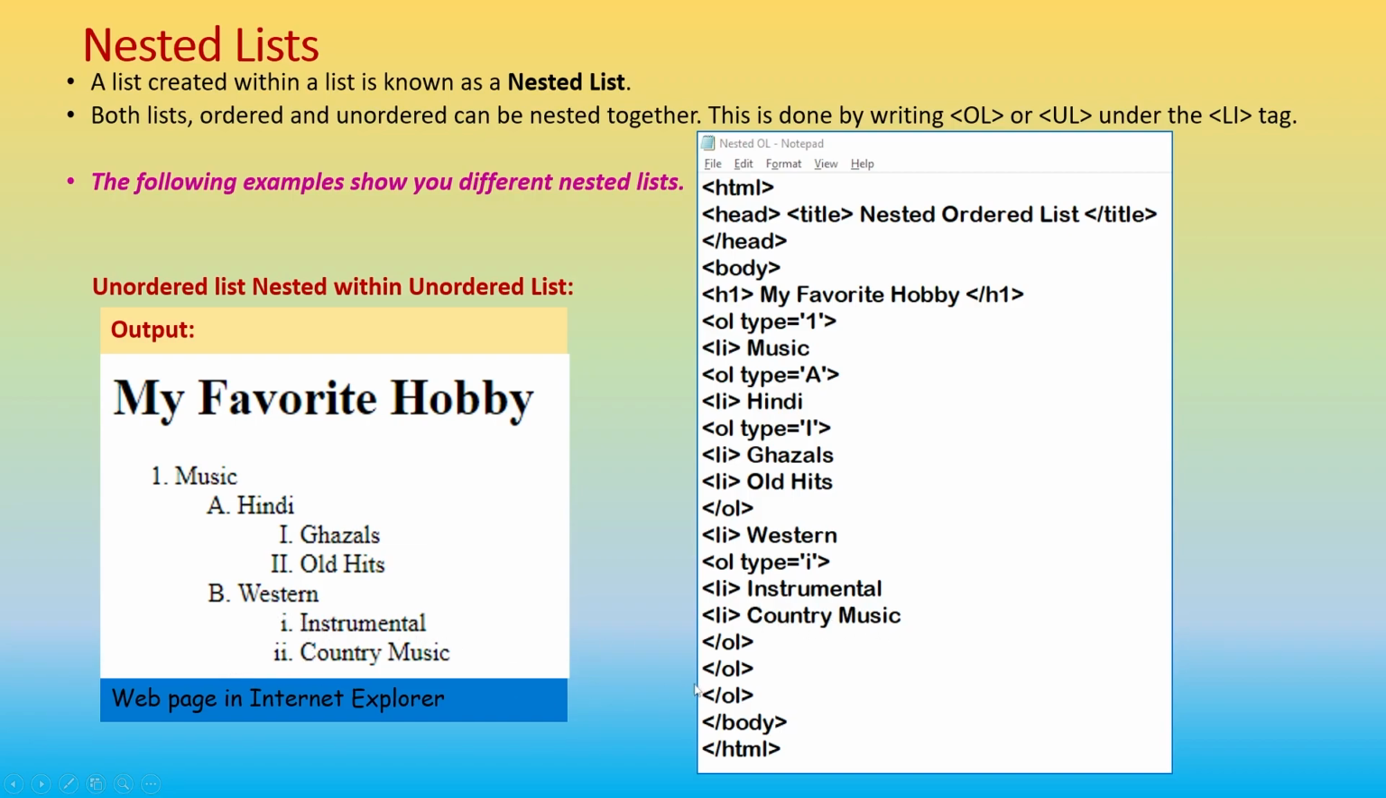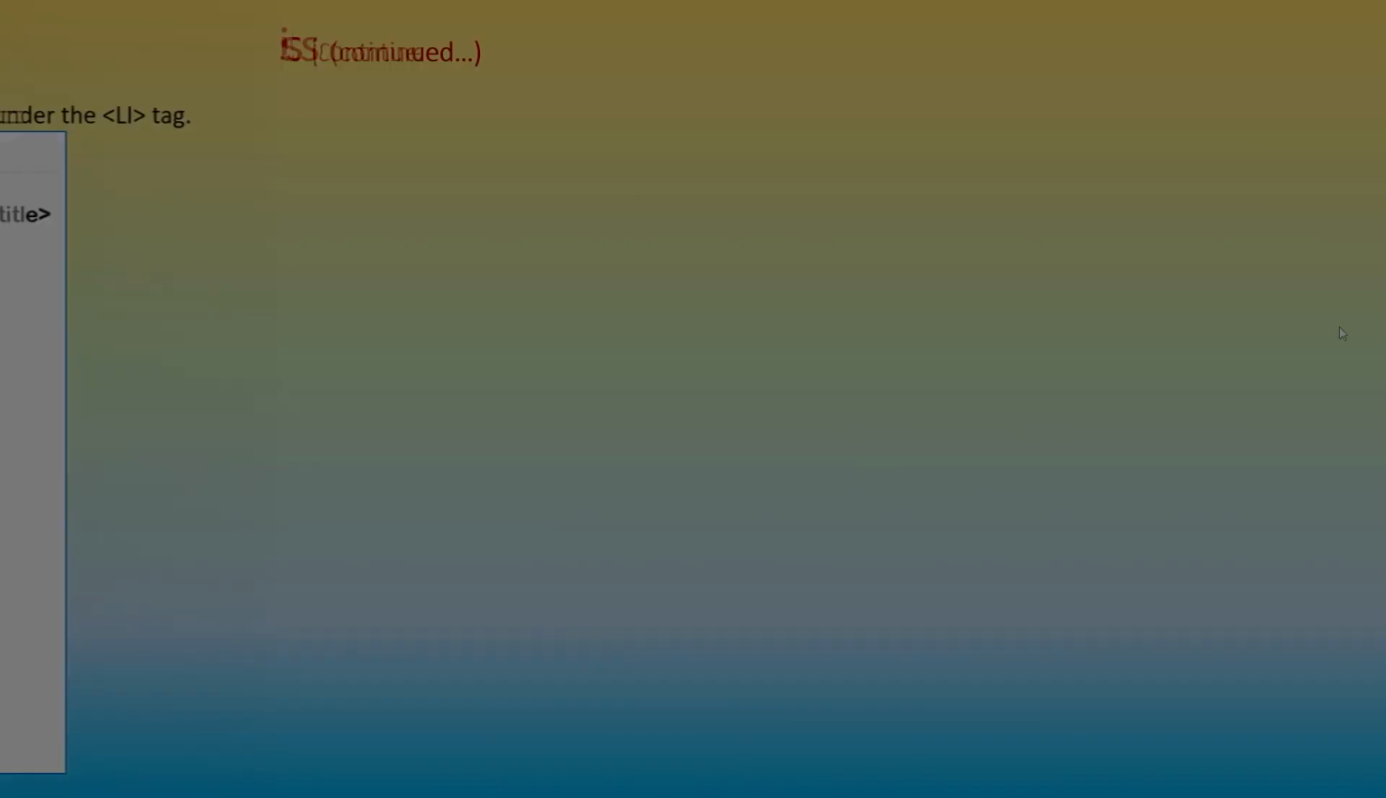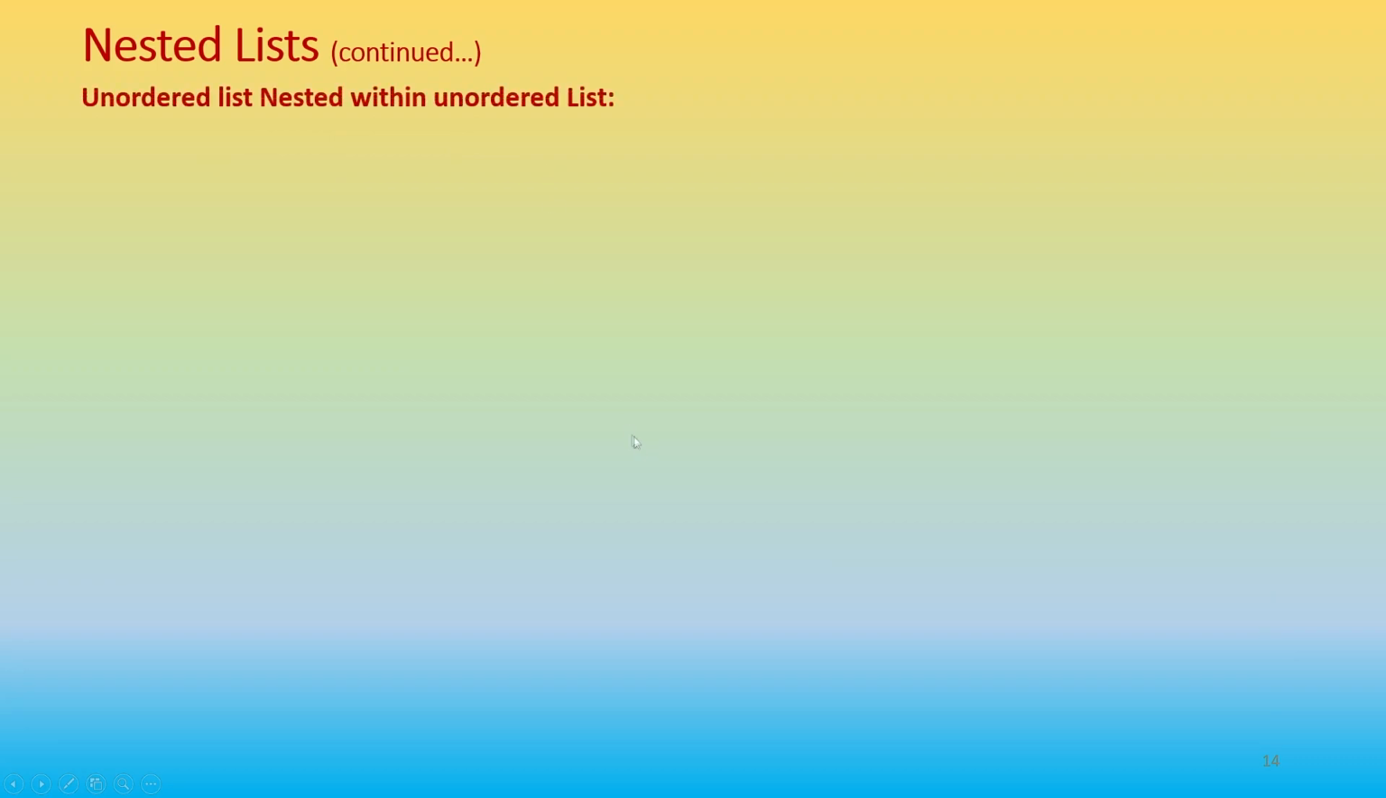And the end of this type OL is this one, the end of this type is this one, and the beginning which I had, type equals A, the end of this is the last one. Then I end my program with /body and /html. After opening this text file in the browser I get this output. That was the ordered nested list.